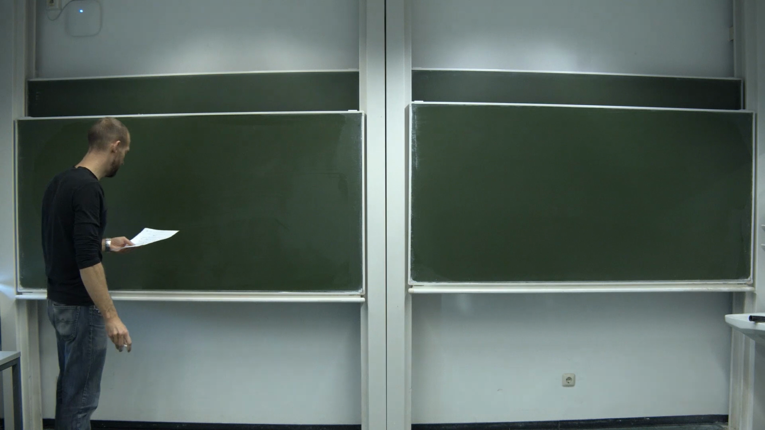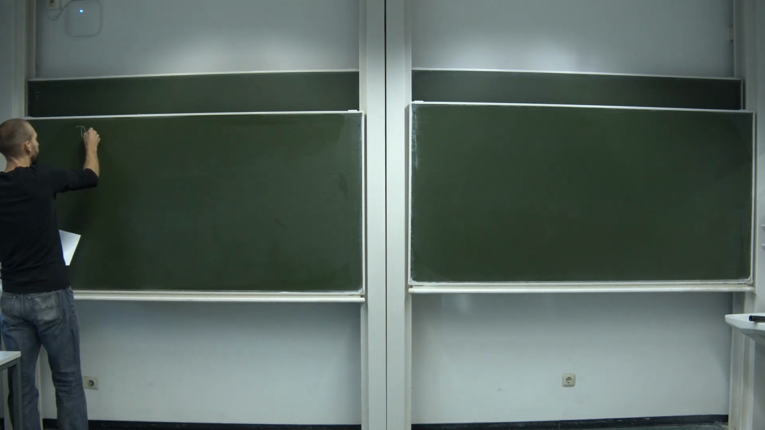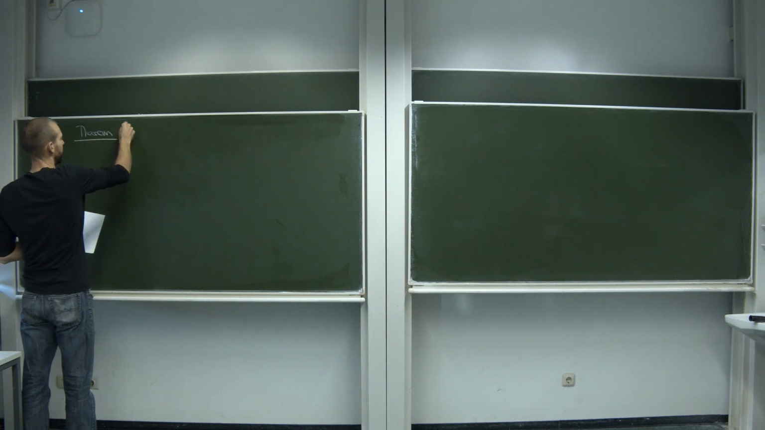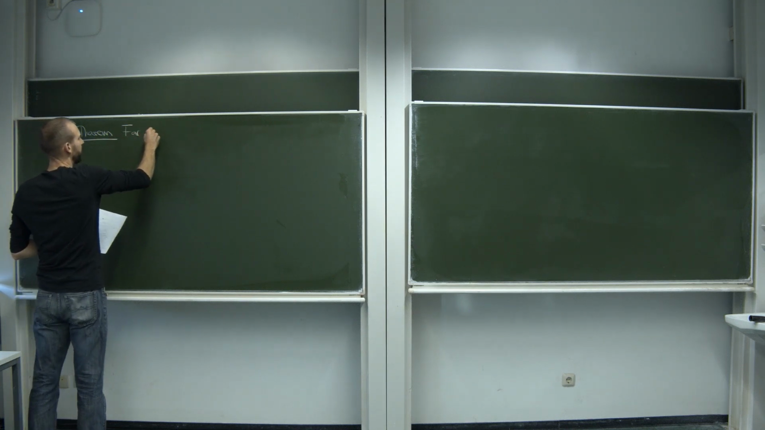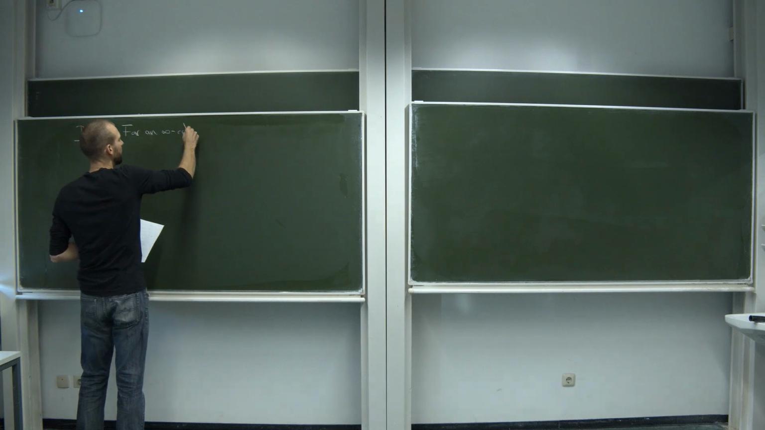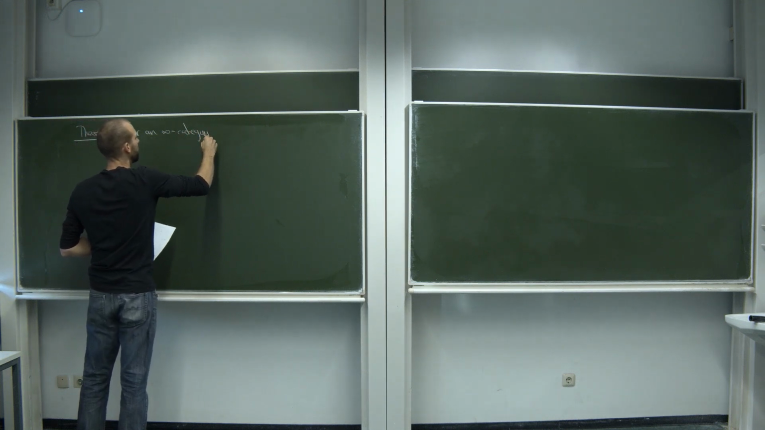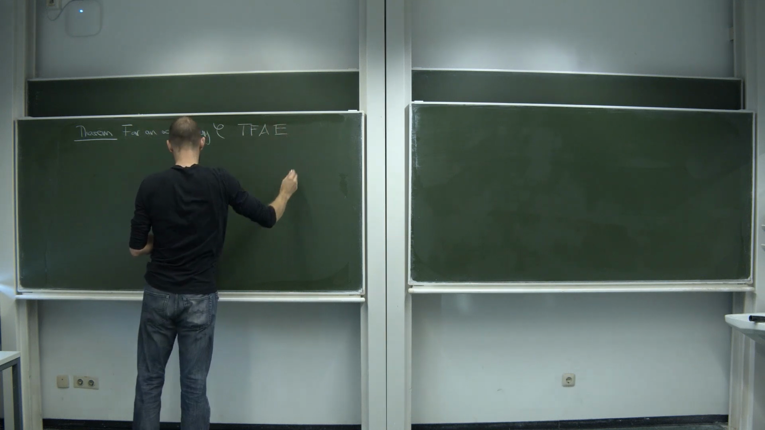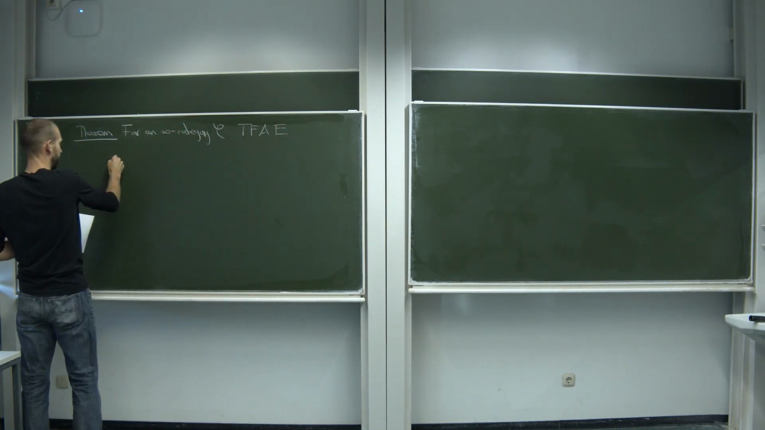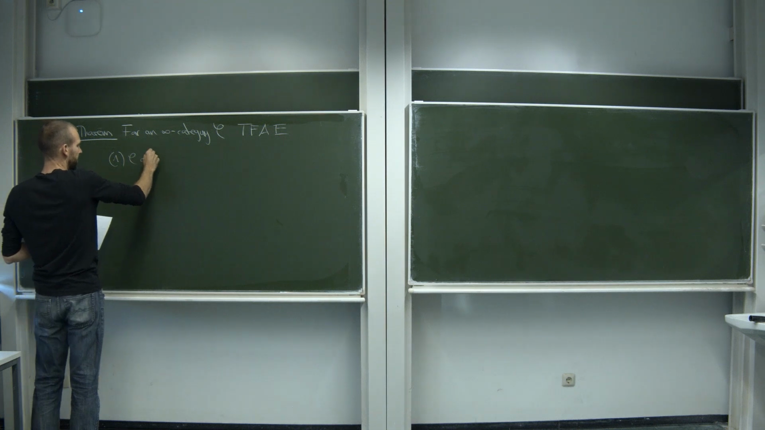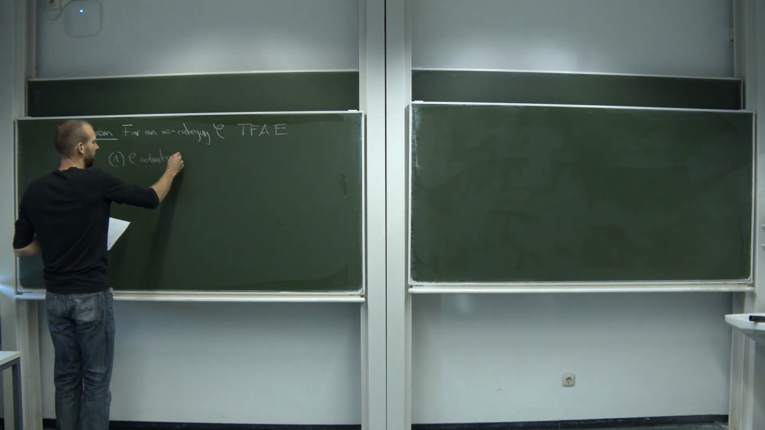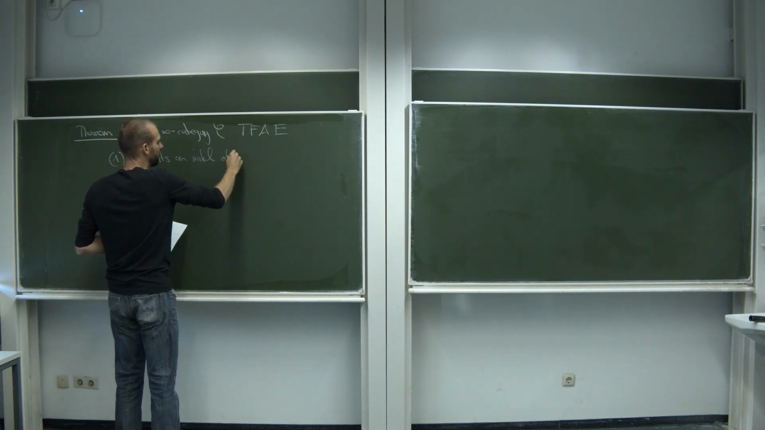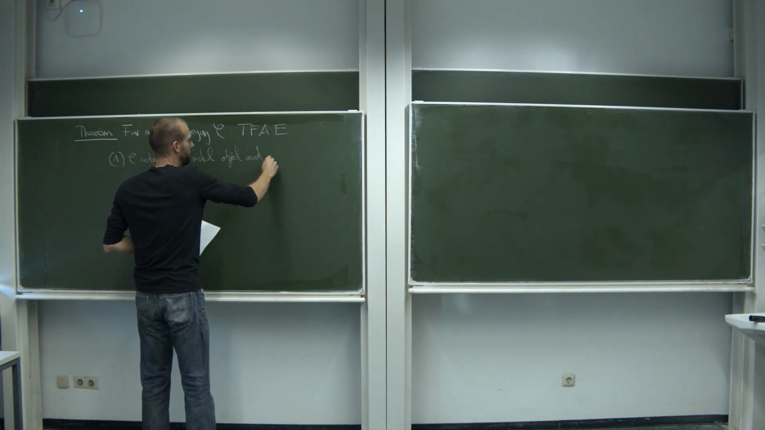So the theorem I want to allude to is the following. For an infinity category C, the following are equivalent. 1. C admits an initial object and pushouts.